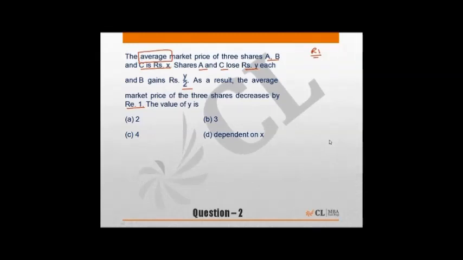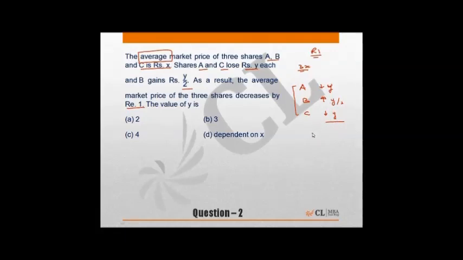Now, share A, the price has gone down by Y rupees. Share B, the price has gone up by Y by 2 rupees. And share C, the price has gone down by Y rupees. So what is the total loss? If the original average was X rupees, the total price of the 3 shares was 3X rupees. What has happened is that A has gone down by Y, B has gone up by Y by 2 and C has gone down by Y. The total price has come down by 1.5Y.